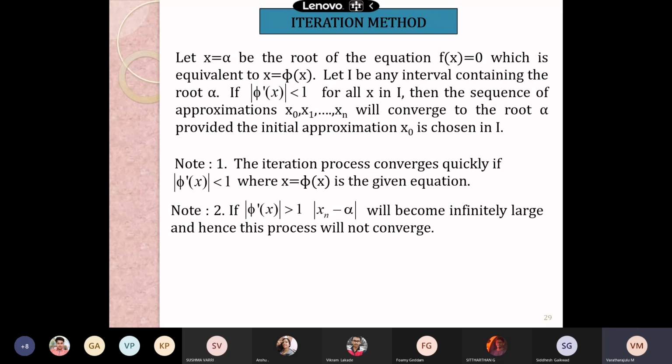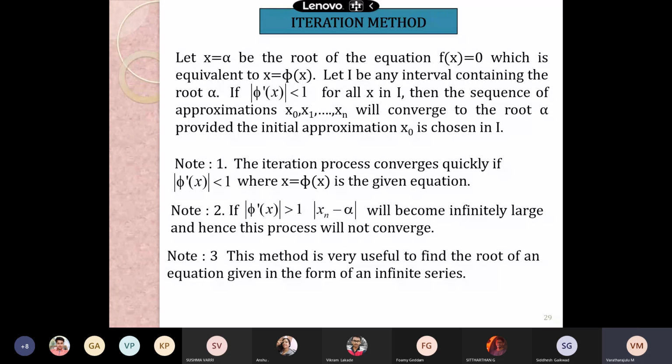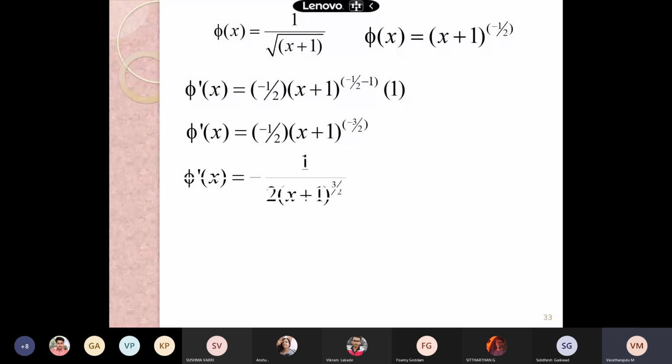If it is not less than 1, it won't converge, so we need to depend on some other technique to get a solution for that particular condition. This will be very useful for finding the solution for the infinite series, and these things we discussed in the last class. So please take your calculator.